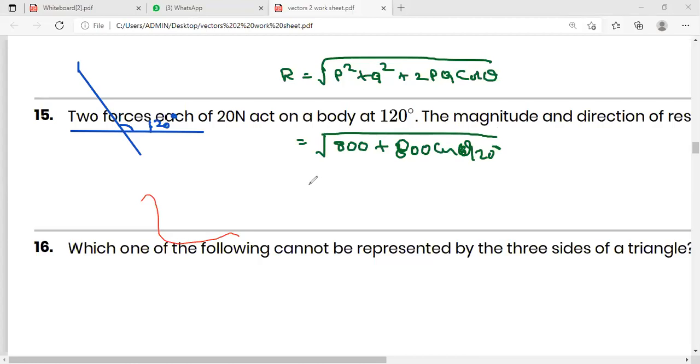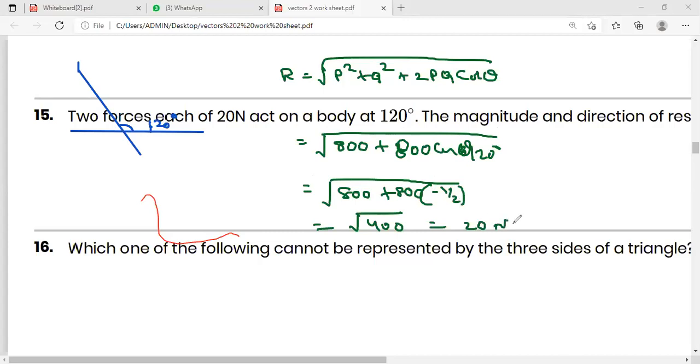Cos 120 is minus half, right? 800 plus 800 cos 120, and the value of cos 120 will be minus half. So that will be minus half of 2 400s, minus 400. 800 minus 400 gives root 400. So the resultant is again 20. Root 400 will be 20 Newton. So the resultant for this particular case is again 20 Newton.